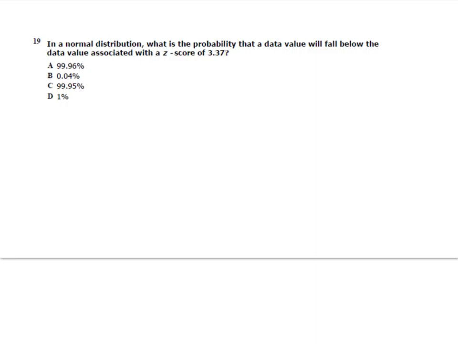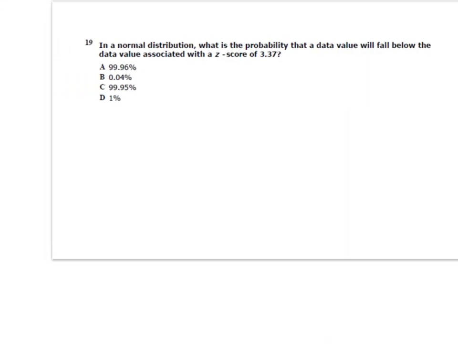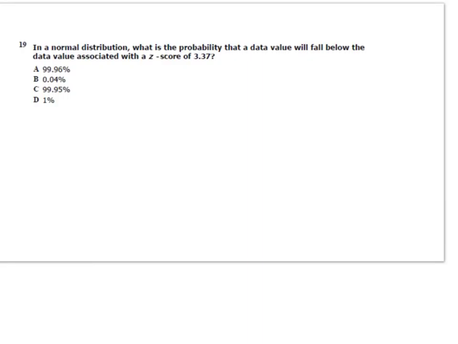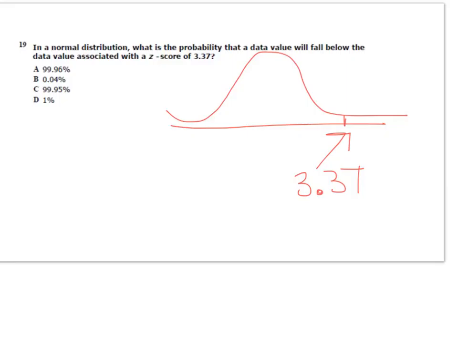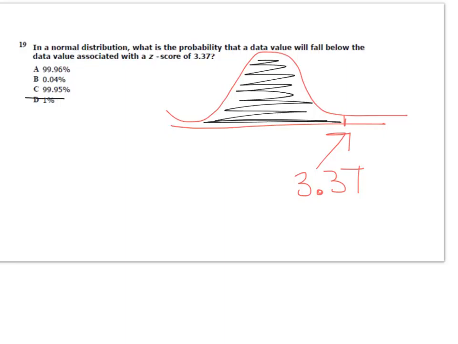Okay, so for this particular problem, in a normal distribution, we want the probability that a data value will fall below the data value associated with a z-score of 3.37. So let's get a visual on this. Here is my normal curve. Here is a z-score of 3.37. If I want the probability of the data value falling below that, that's like shading below. With this in mind, I could eliminate D because that's definitely more than 1%, and I could eliminate B.